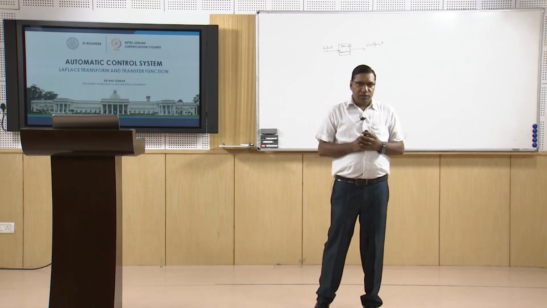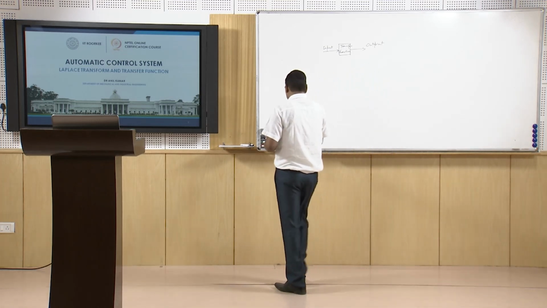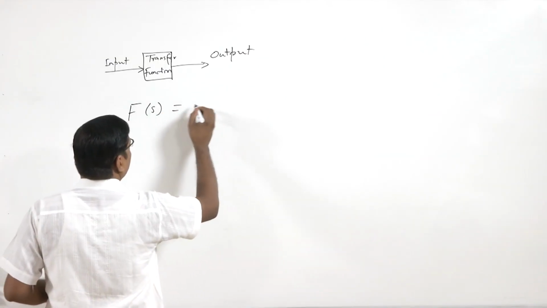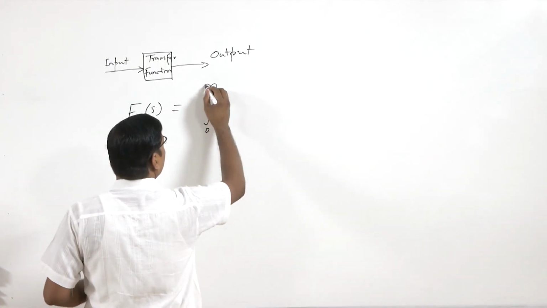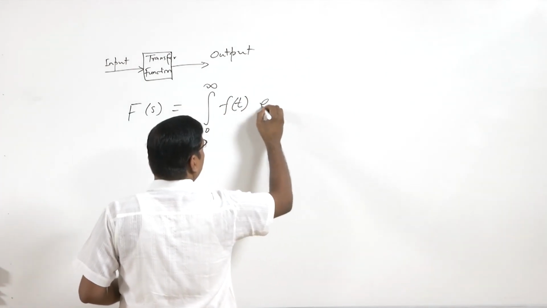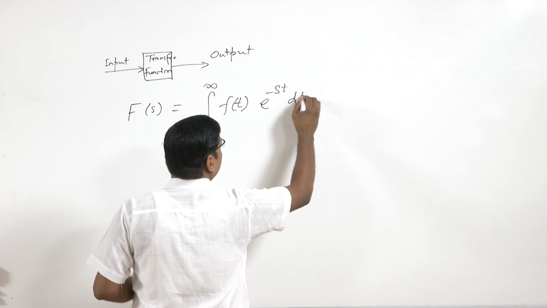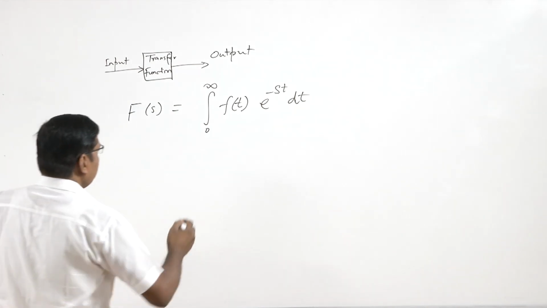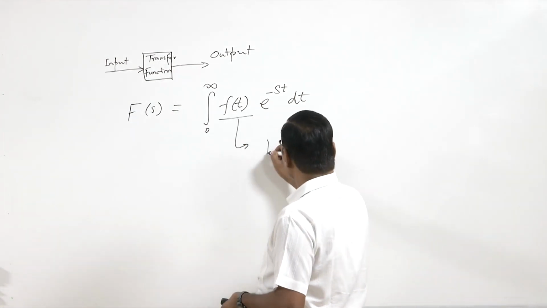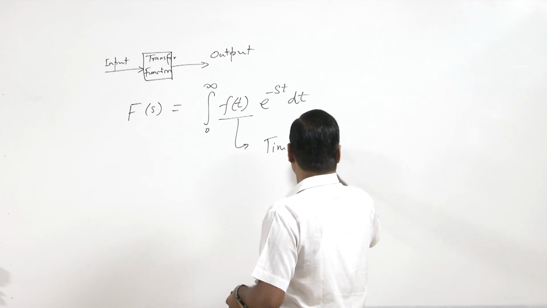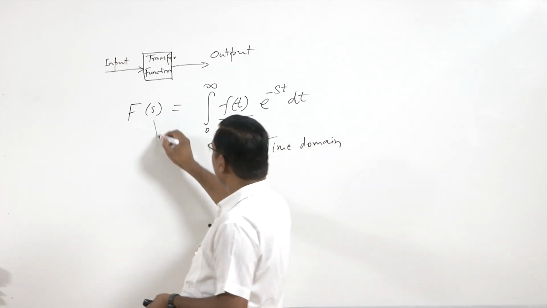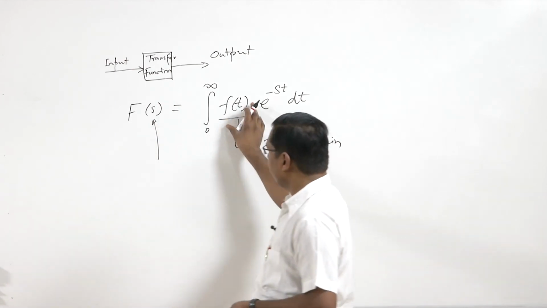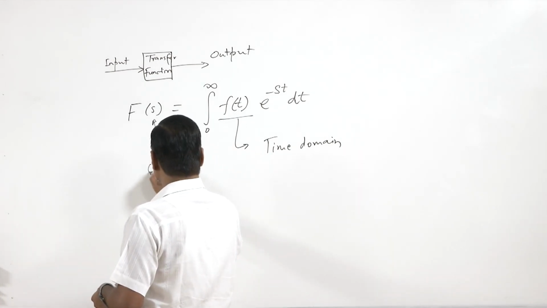So Laplace transform is defined. So here F(s) is defined as the integral from 0 to infinity of some function f(t) e^(-st) dt. So here this is a function f(t), that is the time domain function, and we are getting here function F(s), that is the Laplace transform of f(t), and this is in complex frequency domain.